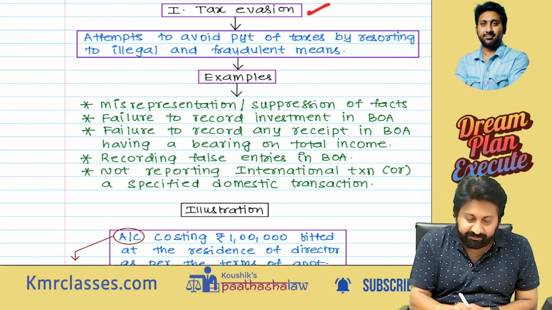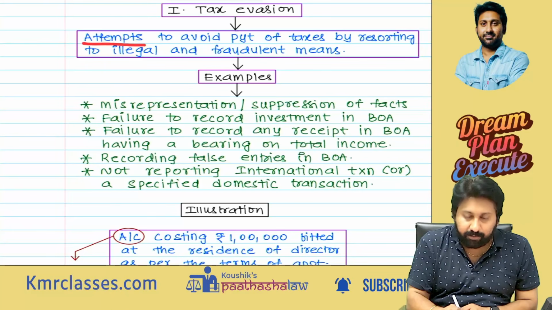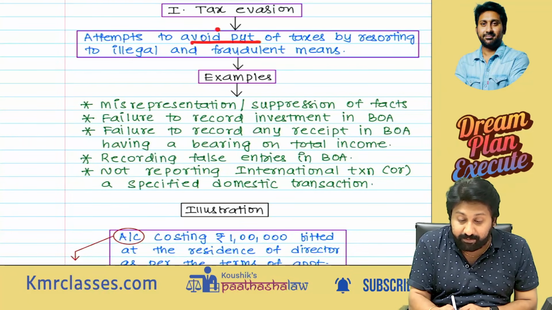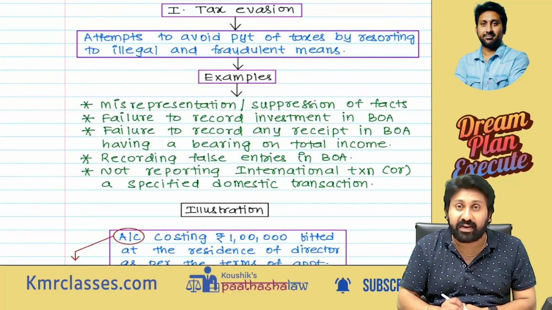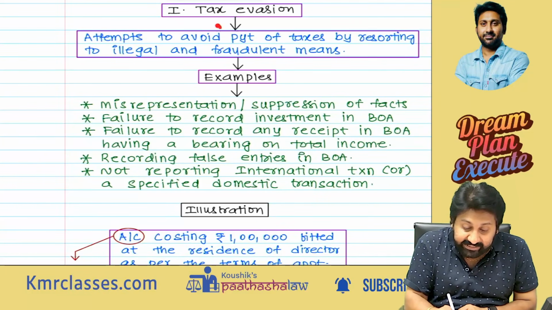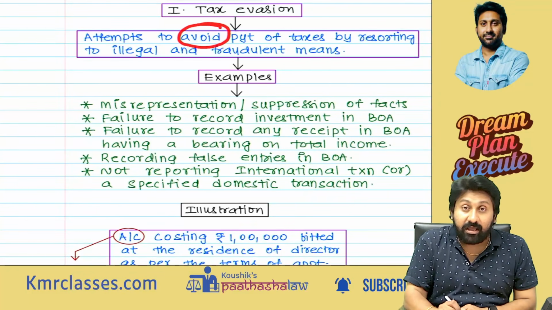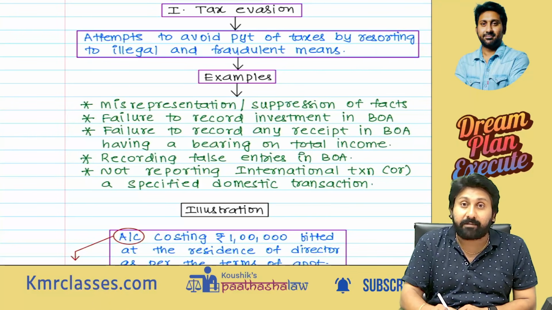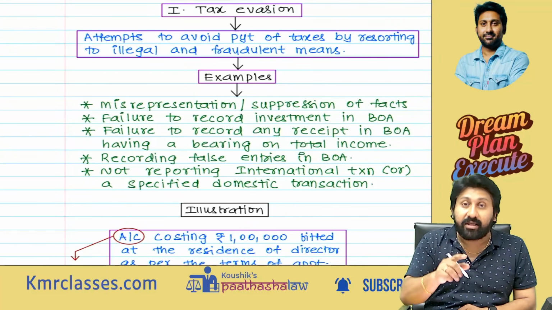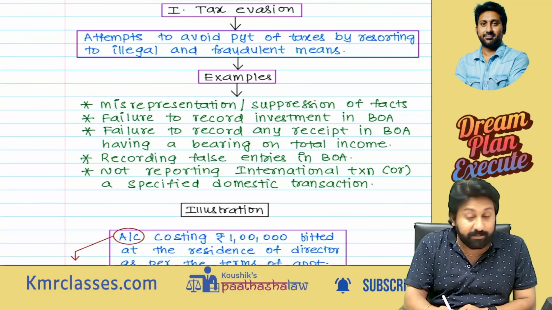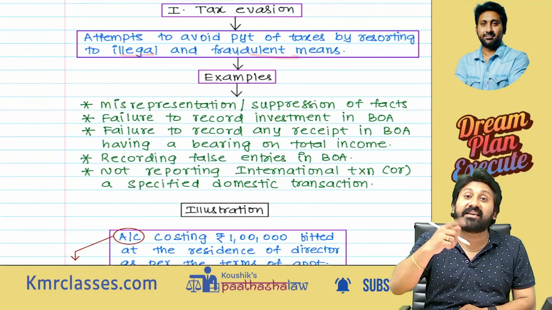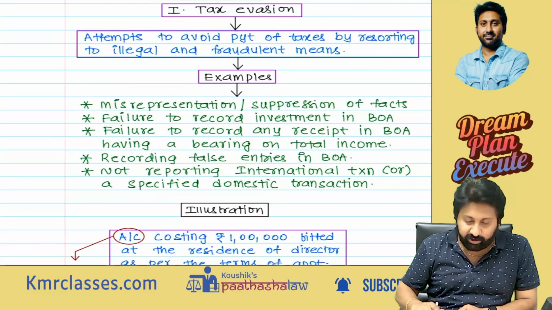So what is tax evasion? A person attempts to avoid payment of taxes by resorting to illegal and fraudulent means. If the same he tries to avoid not by fraudulent means but by legal means given by the government, then we call it general anti-avoidance. If that avoidance is made through illegal, fraudulent means, it becomes evasion, or else it becomes only avoidance.